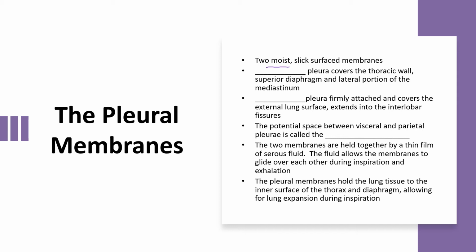So when we're looking at the pleural membranes, the pleura that covers the thoracic wall and the superior diaphragm and the lateral portion of the mediastinum, which one covers the inside of the rib cage? Right, this one would be your parietal pleura. So P-A-R-I-E-T-A-L.